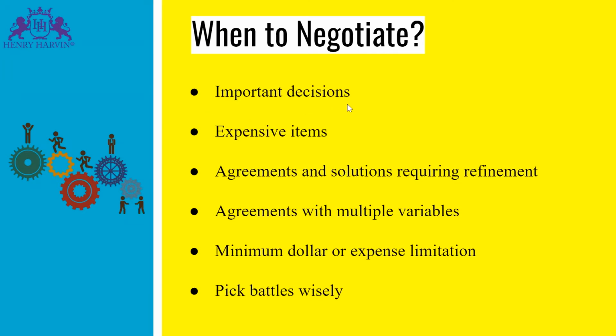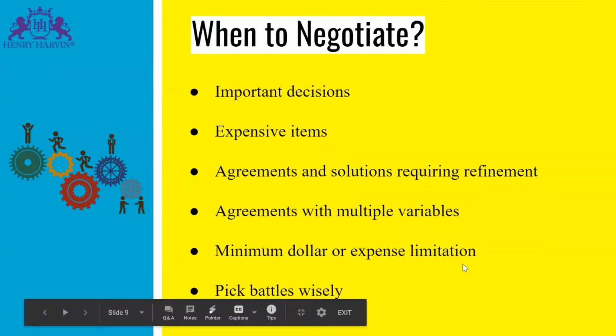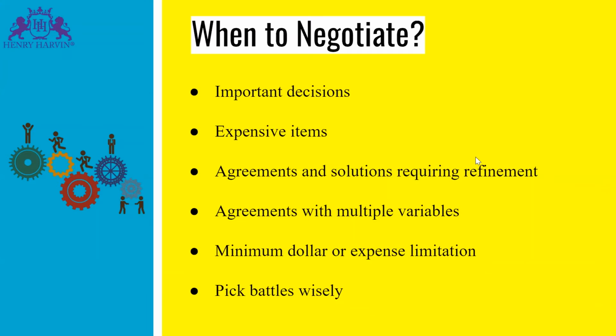So when taking important decisions could be the career opportunities that we were talking about. Expensive items we can relate to the painting. Agreements and solutions requiring refinement. Agreements with multiple variables. Minimum dollar or expense limitation. But most expensive items are non-negotiable, of course.